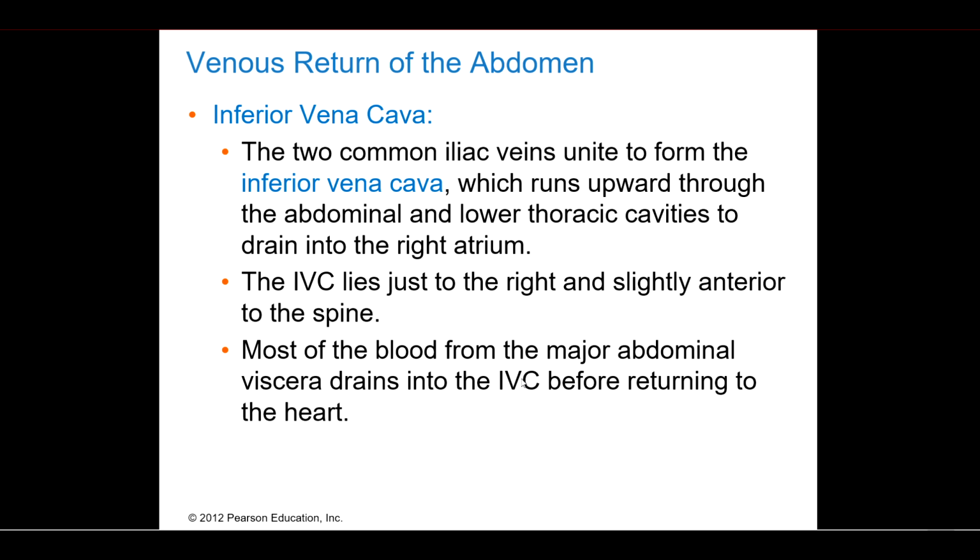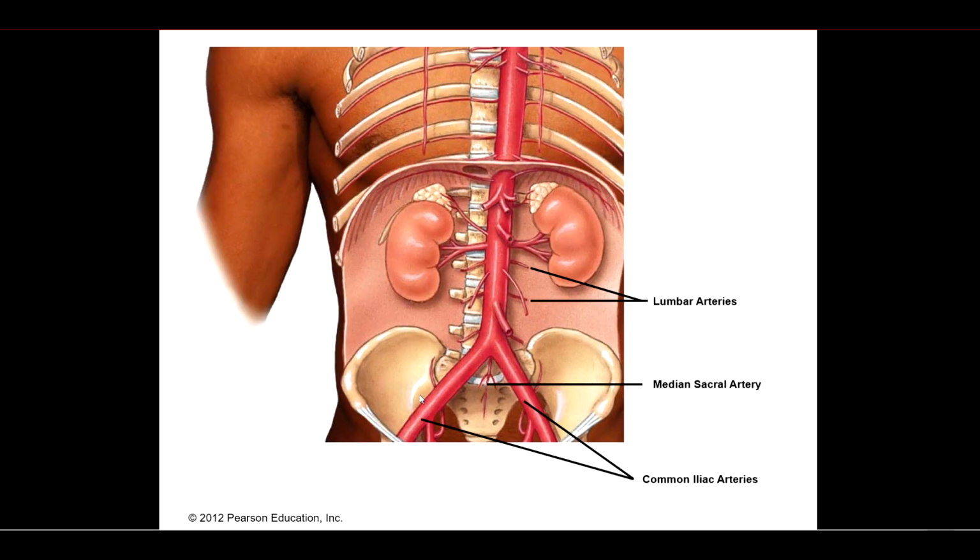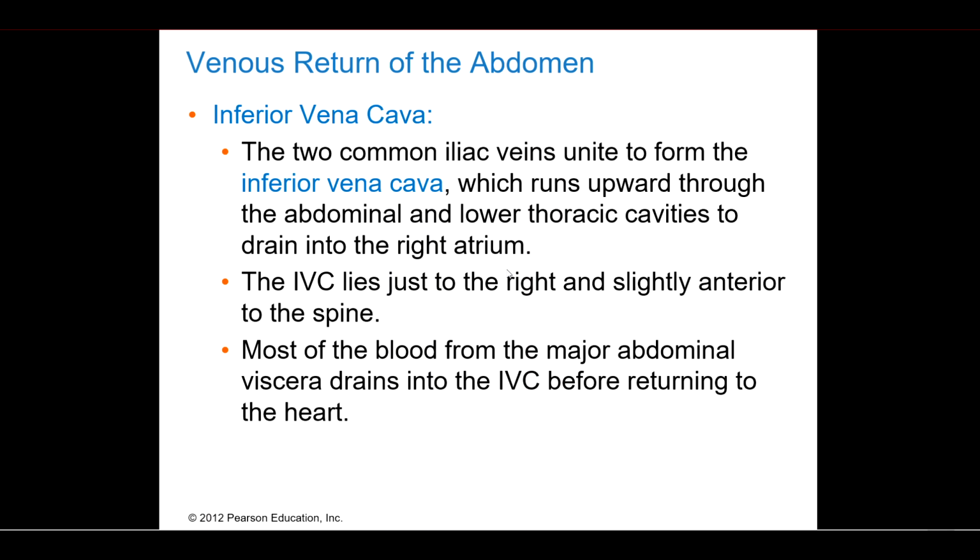All right, the two common iliac veins. Now I know we haven't looked at them, but you can probably guess they're right next to the iliac arteries here, right? These are the common iliac arteries. They're going to be right next to it there, the common iliac veins. We're just not seeing it on this picture. They unite to form this massive blood vessel known as the inferior vena cava.